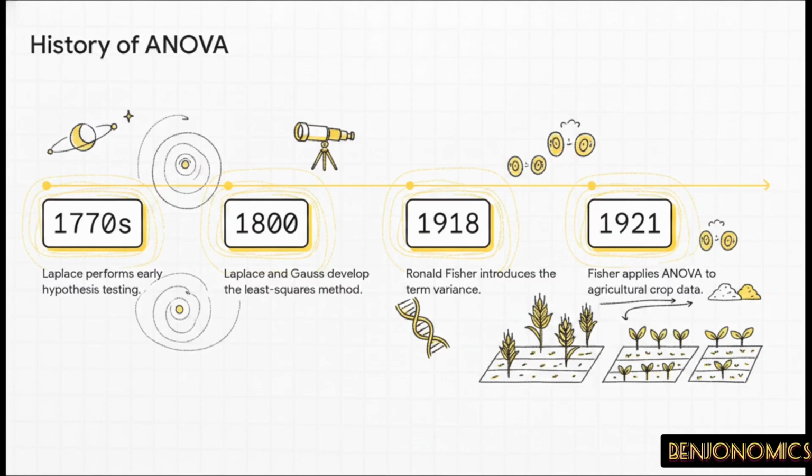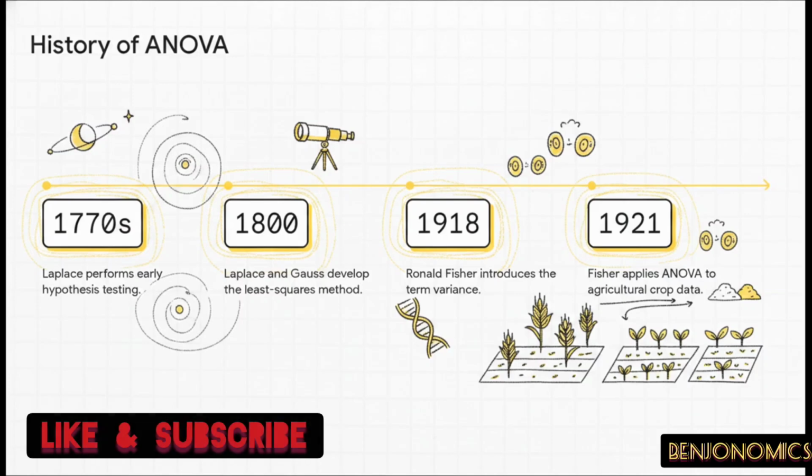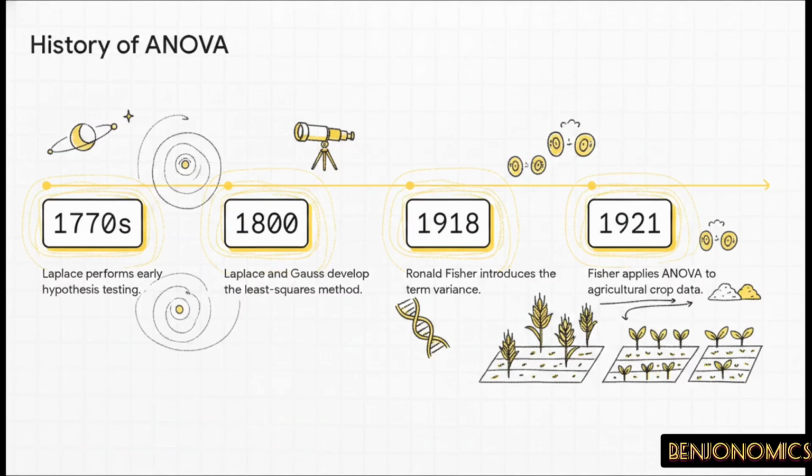In 1918, Fisher introduced the formal term variance while studying genetics, and by 1921 and 1923, he was practically applying ANOVA to agricultural data, literally dividing up the variation in crop yields across different plots subjected to different fertilizer treatments. Fisher basically gave us the modern framework we still rely on today.